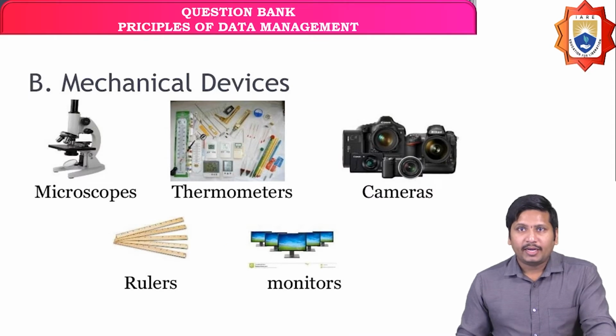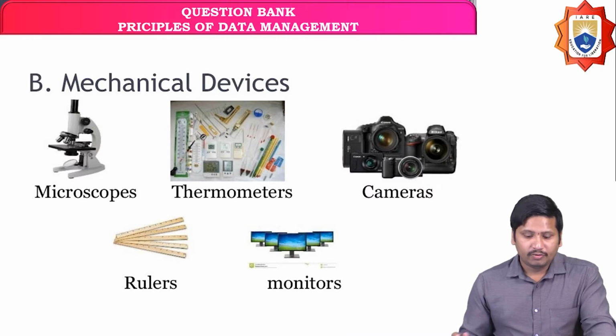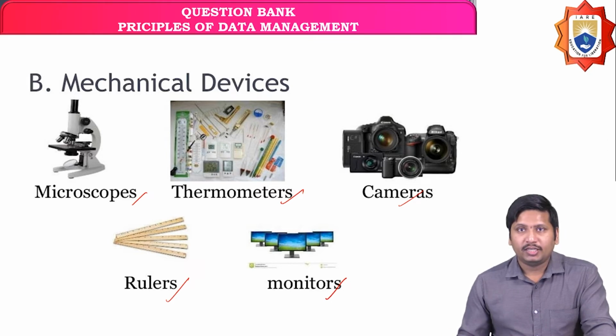And some of the mechanical devices for gathering data are microscopes, thermometers, cameras, rulers, and monitors. So these are some other devices we have for gathering data.